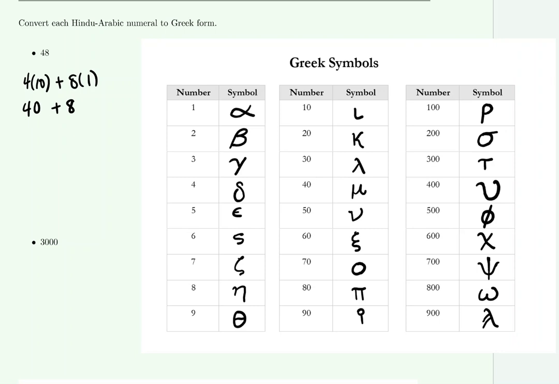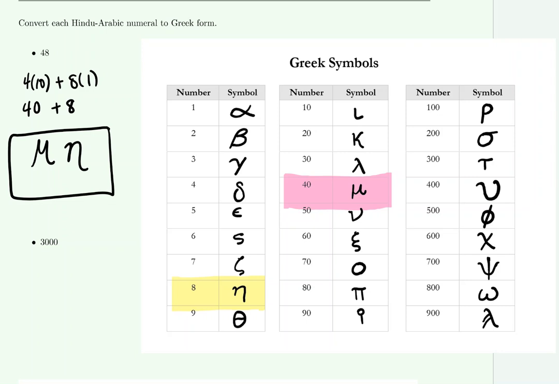Let's look for the symbol for 40 in our table. So we see 40 is represented by this symbol. So I would write that first. Always the largest number first to the left, and then as you move to the right, going through smaller numbers. Okay. And then we would look for the number that represents 8. We see that here. So this would be the number representing 48 in the Greek system.